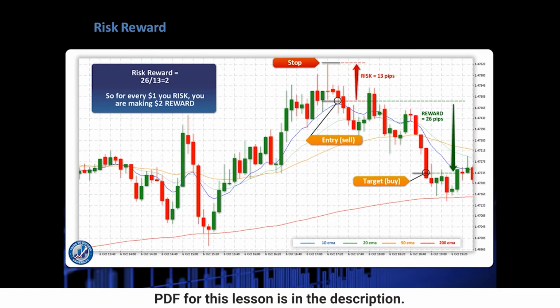Now all of this is automatically worked out for you with a calculator that I'm going to be providing you. But I want you to actually understand the process that the calculator goes through, so you actually understand the basis of risk reward.